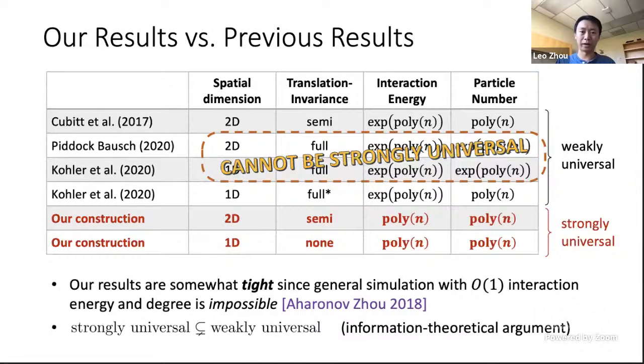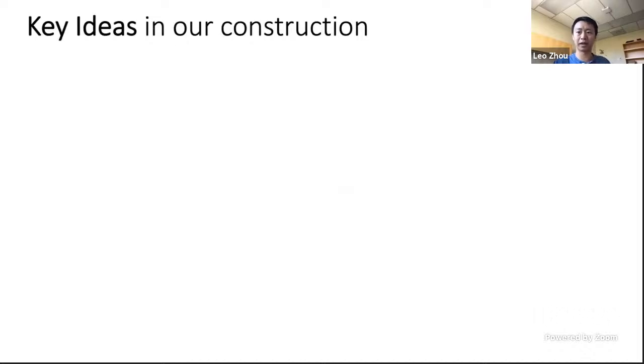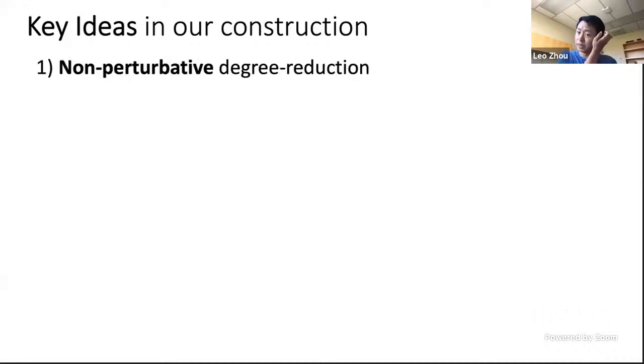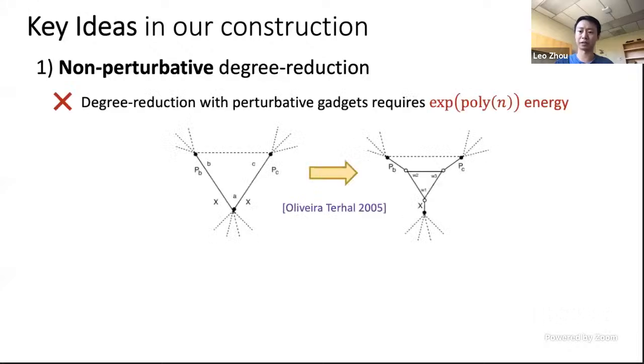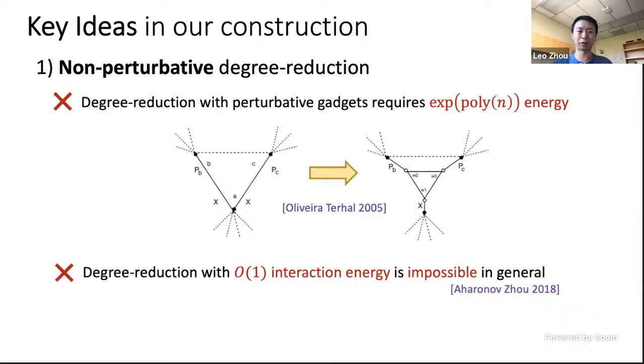Okay, so for the last part of my talk, I will describe the basic key ideas behind how we are able to construct our results. So the first idea is developing a method to perform degree reduction of interaction graphs in a non-perturbative way. Because remember from earlier, if you do degree reduction with just perturbative gadgets, you would generally require exponential energy if your starting degree is, say, order n. Another fact that I mentioned just earlier is that we cannot hope to do degree reduction with only constant interaction energy due to this impossibility result.